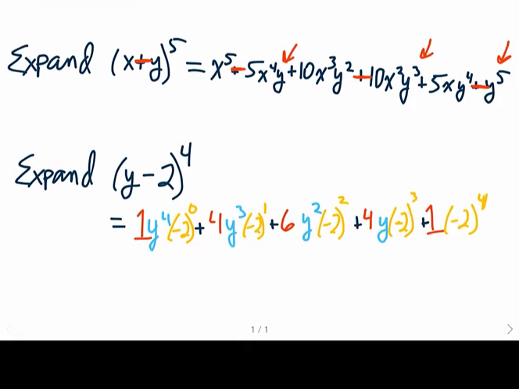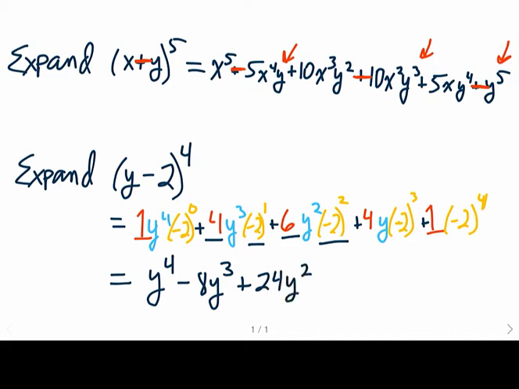So for our first term, which is 1 times y to the fourth times negative 2 to the 0 power, we're just going to call that y to the fourth. Our second term is 4y cubed times negative 2 to the first power. Well, if we multiply that 4 by the negative 2, we get a negative 8. And then the y cubed is our variable. In the third term, we've got 6y squared times negative 2 squared. Well, 6 times negative 2 squared, that's 6 times 4. And so our third term is actually 24y squared.